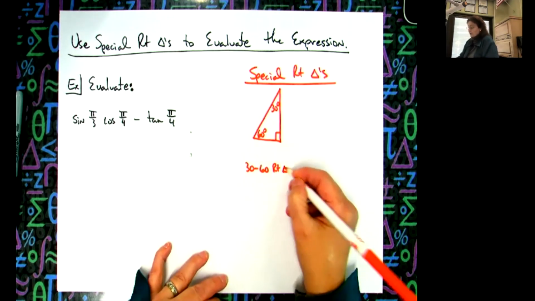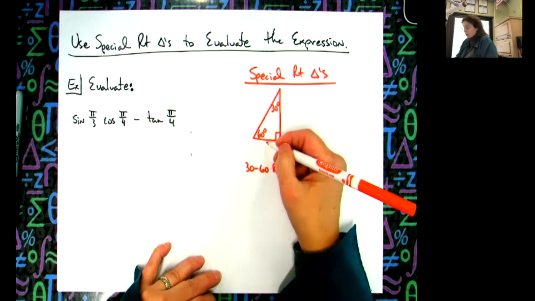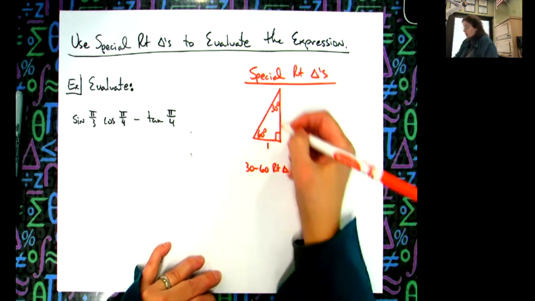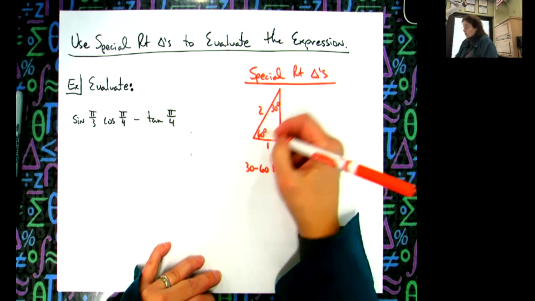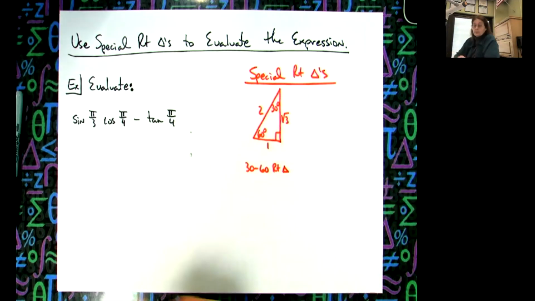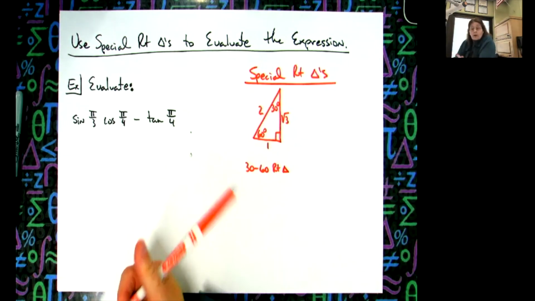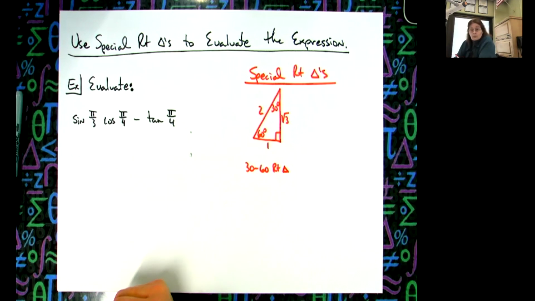If you remember doing these, the side across from 30 is 1, the hypotenuse is 2, and the side across from 60 is square root of 3. I believe this is on the reference sheet, very small on one side of the reference sheet that I've already given you.